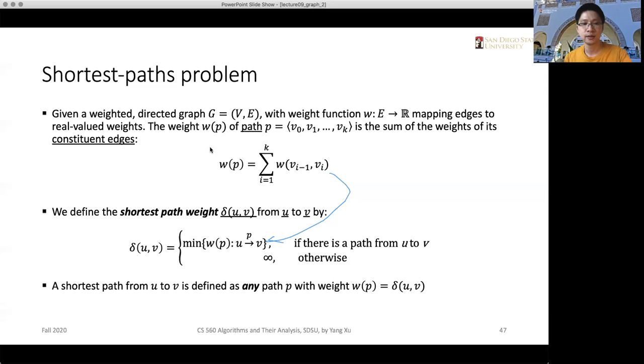This also implicitly claims that a shortest path may not be a unique one. From U to V, as long as any path's total weight equals the shortest path weight delta, because delta itself is a value, then we call it a shortest path. So there could be multiple shortest paths, but different paths.